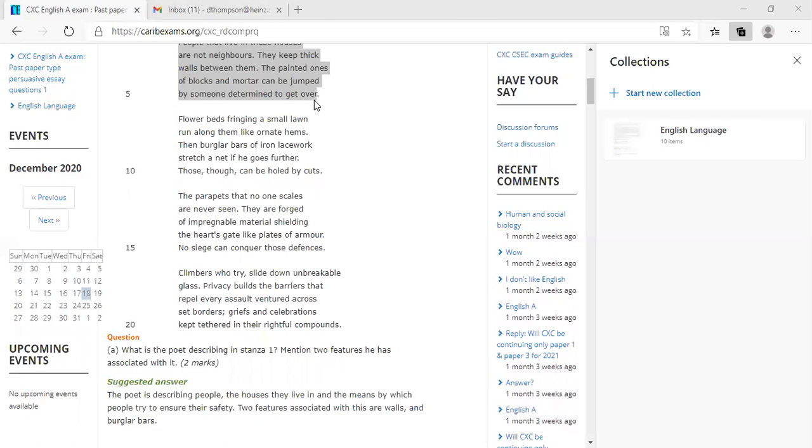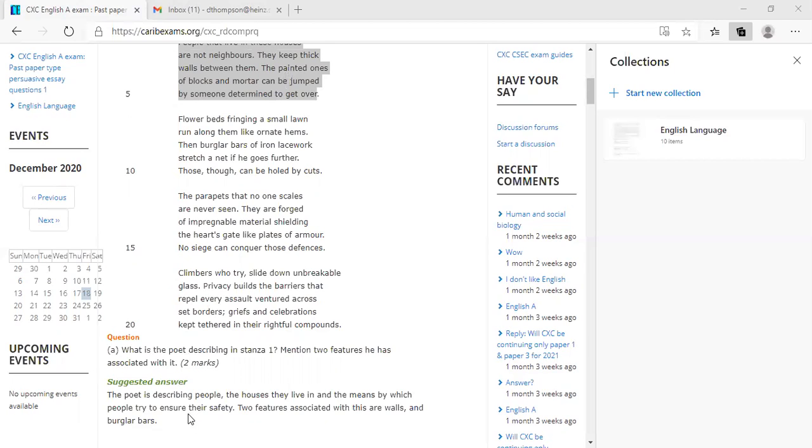The figurative meaning, you could say, is alluding to a war or a battle. But you could just tell me the literal meaning that, hey, we have neighbors, right? And one of the neighbors is trying to keep the other out by using walls and burglar bars, right? And that would give you your 2 marks there.